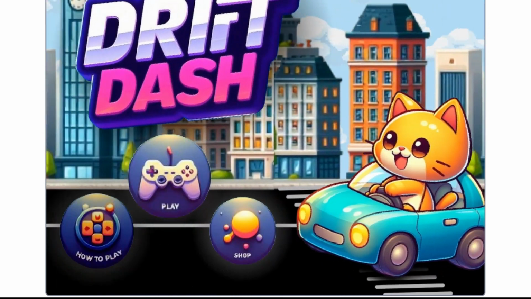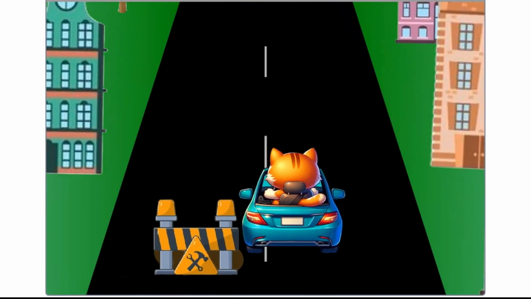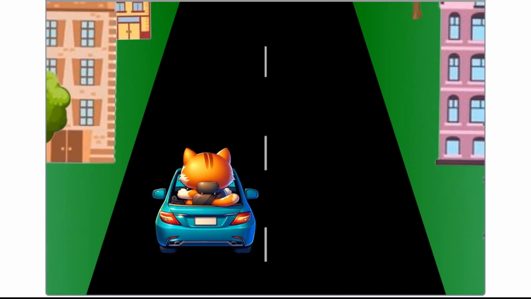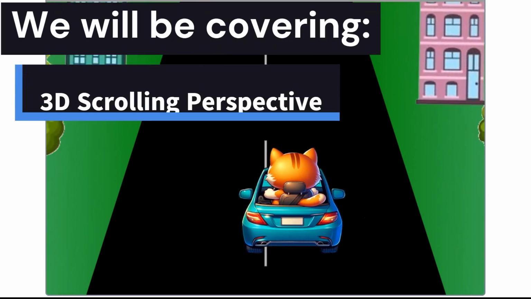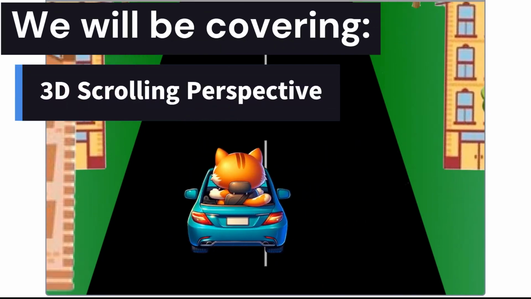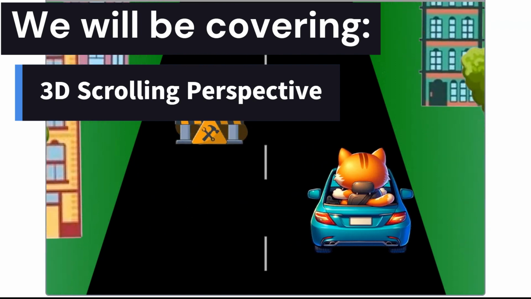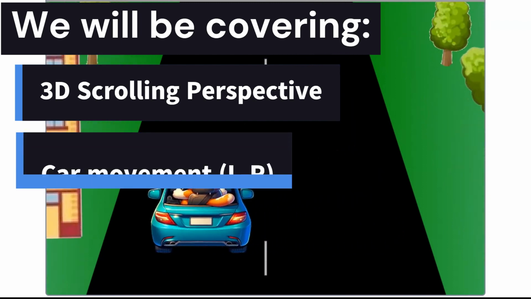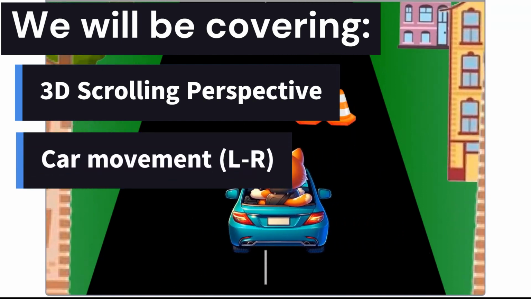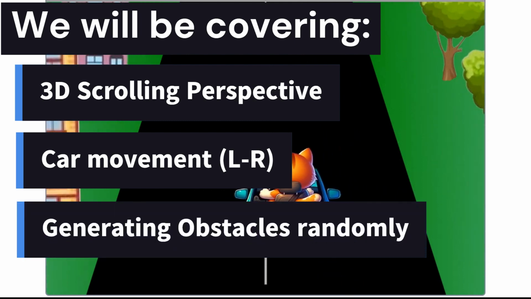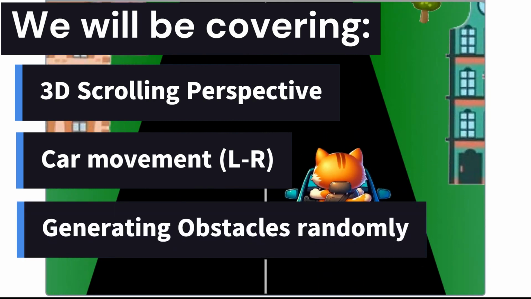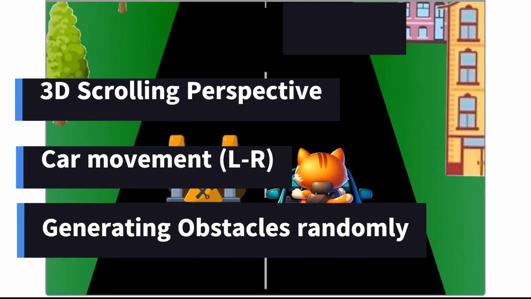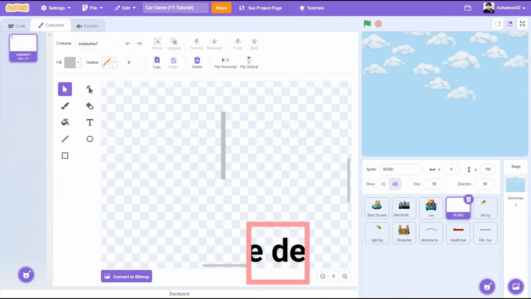In this video we'll be creating a car game in Scratch 3.2. This is part 2 of the tutorial. In this part we'll be covering, first, a scrolling perspective view creation that includes a lane divider and trees and buildings of the background. Second, we'll be covering basic car movement, that is left and right. Third, we'll be covering obstacle generation, that includes generating random obstacles in either of the lanes that appear and go off the screen. So now, let's get started.